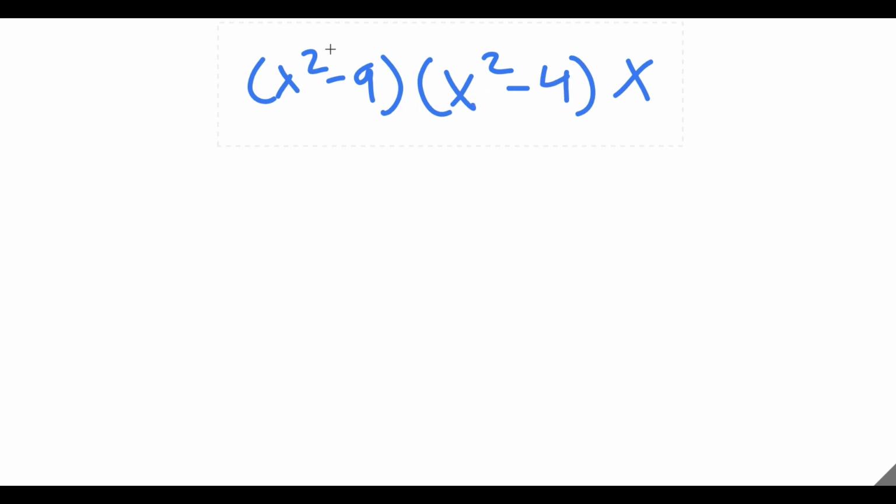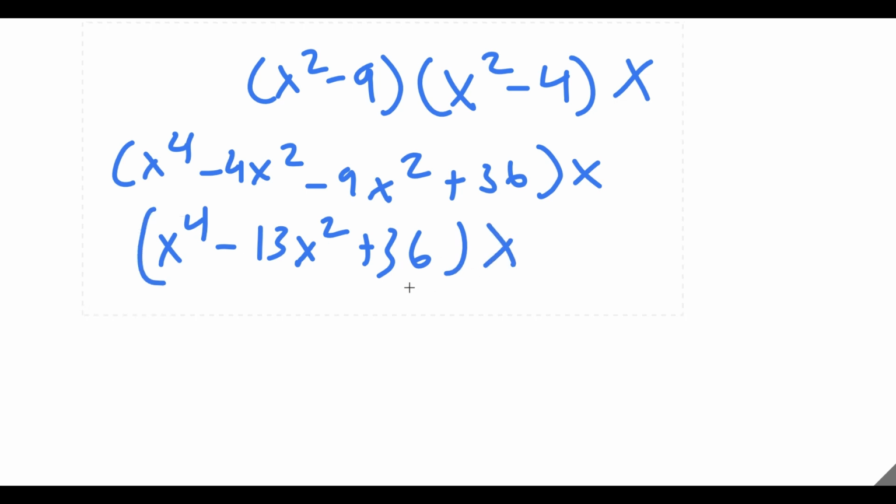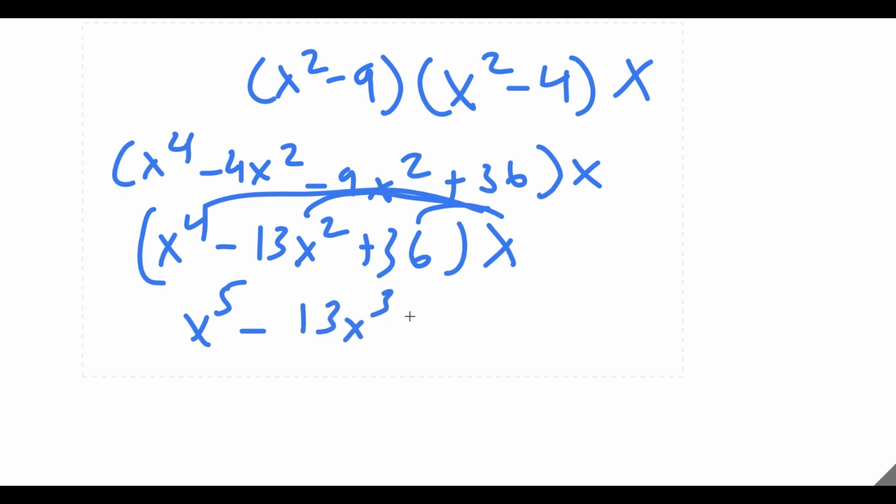So now, if I multiply these two, I get x to the power 4 minus 4x squared minus 9x squared plus 36, and this is times x. Now minus 4x squared minus 9x squared is equal to negative 13x squared. So I have x to the power 4 minus 13x squared plus 36, times x. Now if I distribute the x to all my terms here, x to the power 4 times x is x to the power 5, minus 13x squared times x is 13x to the power of 3, plus 36 times x is 36x.